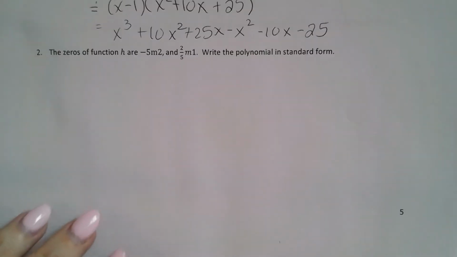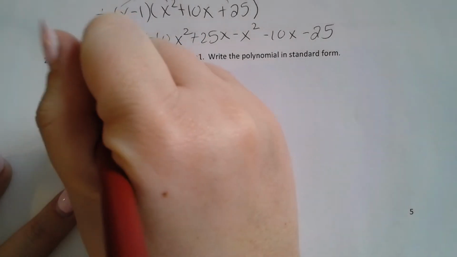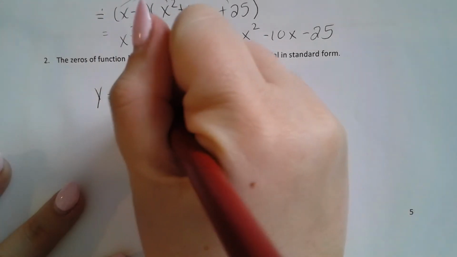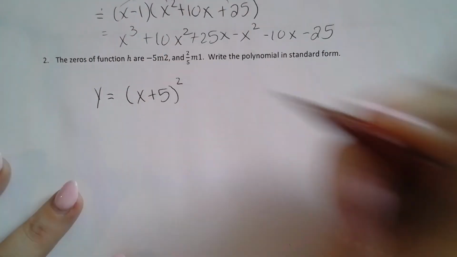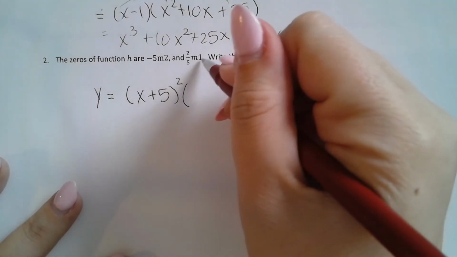All right, moving on. So example 2 here, we've got zeros of the function h, -2 with multiplicity 2, and then 2/5 with multiplicity of 1. So we've got y equals x plus 2 with a multiplicity of 2. And then we've got 2/5 with a multiplicity of 1.